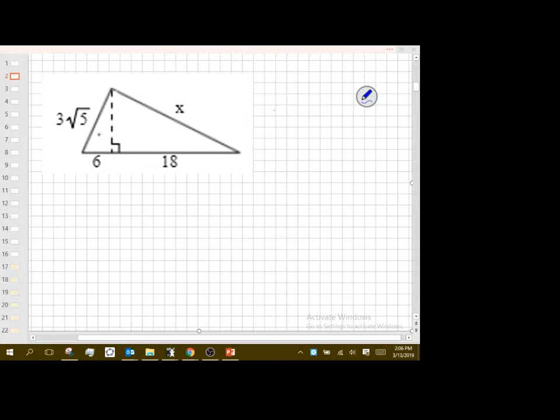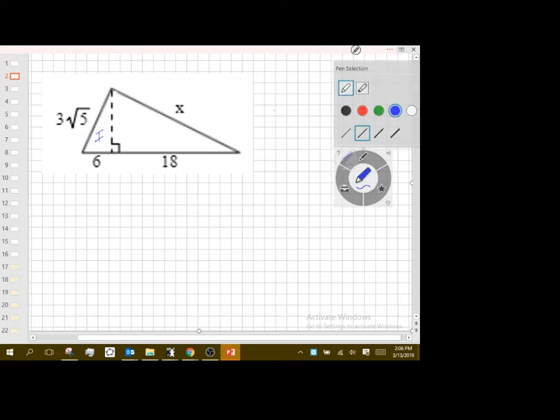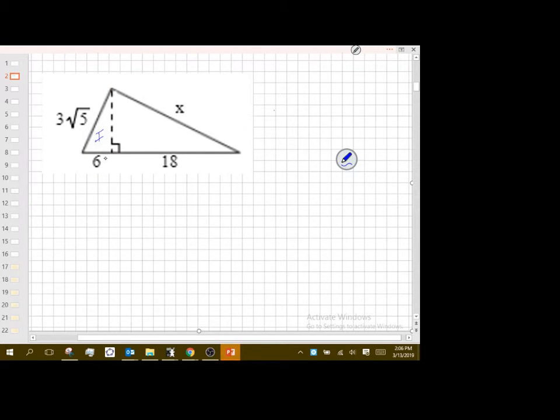Okay, so that means triangle number 1 is a right triangle, and triangle number 2 is a right triangle. And in right triangles, when you have 2 side lengths, you always know how to find the third using the Pythagorean theorem. A leg squared plus the other leg squared. I don't know this leg up there, so let's call that Z. Z squared should equal what squared?